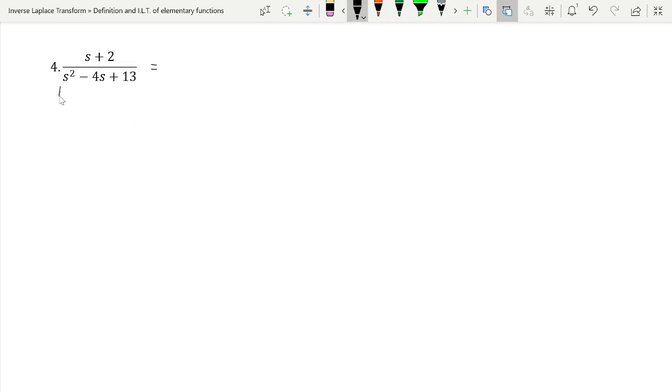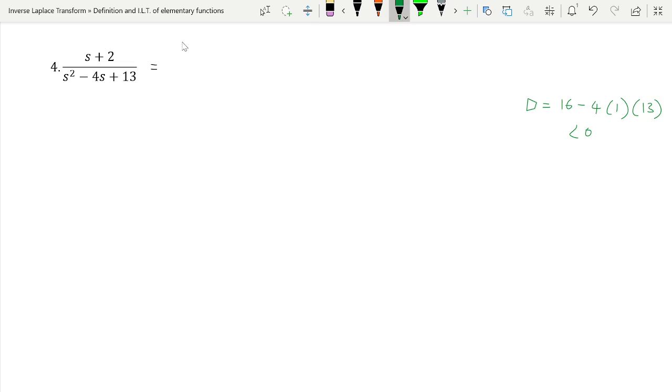Then one fellow may think, shall we write the denominator as a product of real linear factors? But the problem over here is we cannot express the denominator as a product of real linear factors, because if we try to find the discriminant, what will be our discriminant? The value of b is minus 4, so it will be 16 minus 4, the value of a is 1 and the value of c is 13, and it is going to be negative. So the roots are complex, so we cannot express this denominator as a product of linear factors.